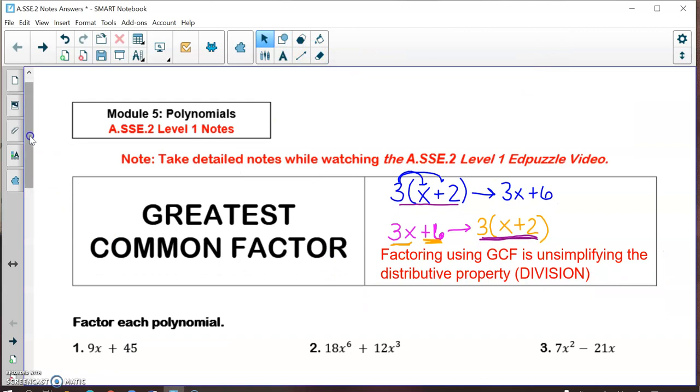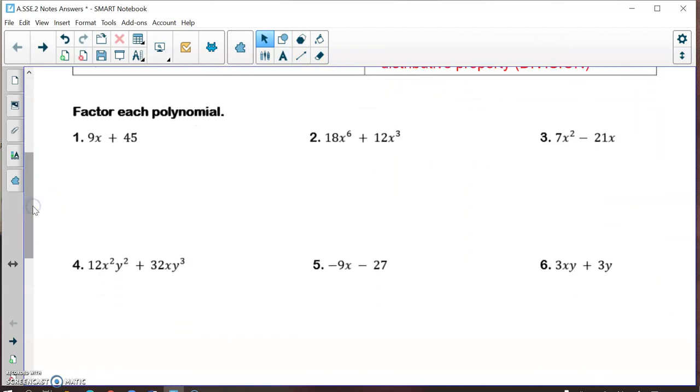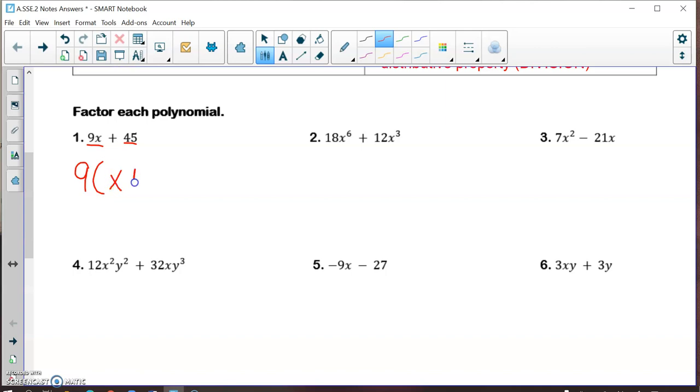So, looking at number 1, we want to factor this polynomial using GCF here. Both terms are divisible by 9. So I'm going to factor a 9 out. Now I'm going to use division to rewrite the rest. A 9x divided by a 9 is a 1x, or just an x. A 45 divided by a 9 is a 5. That is fully factored. You leave it like that because the directions are to factor, not to simplify. So we leave it unsimplified. That's what our goal is.